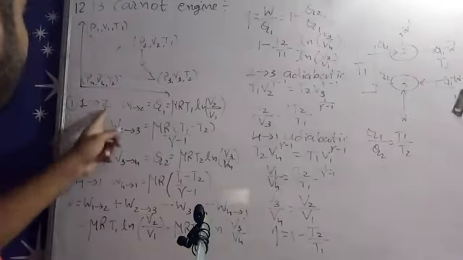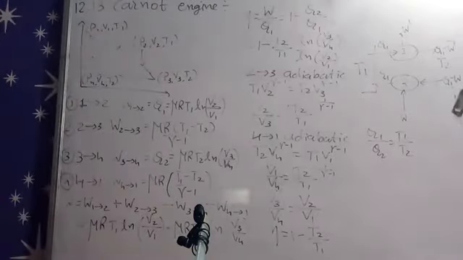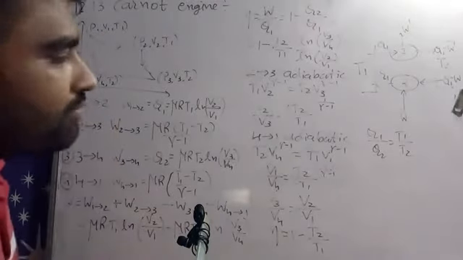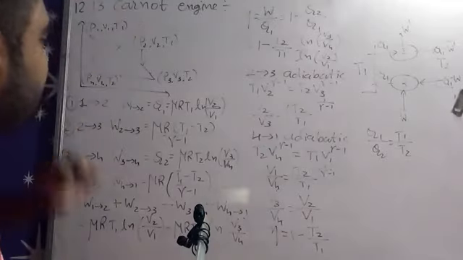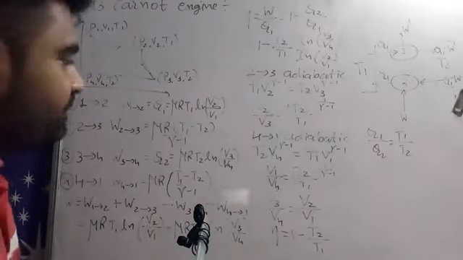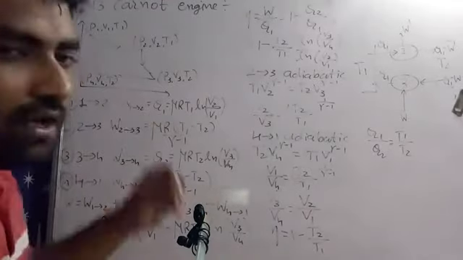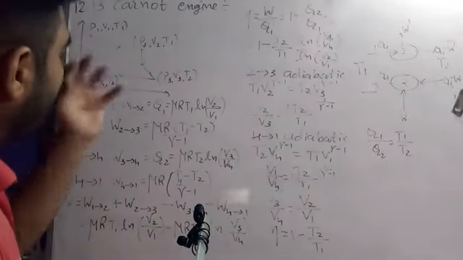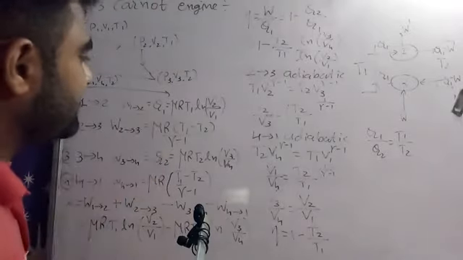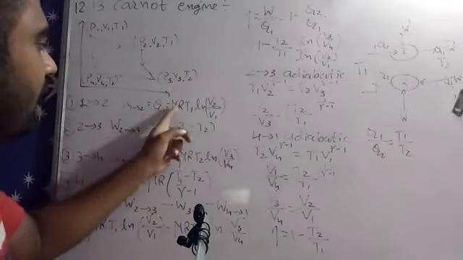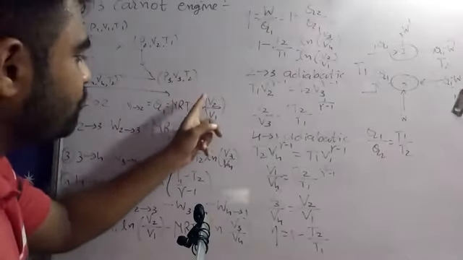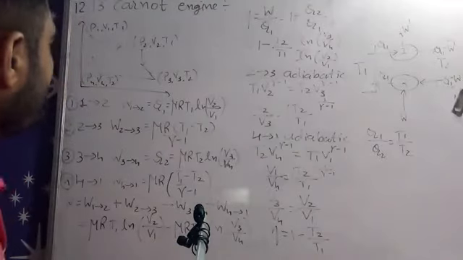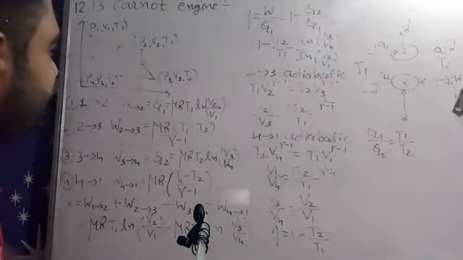So starting from 1 to 2, temperature remains constant but pressure and volume are changing. P1 V1 is now P2 V2, right? During that process, work is done on the system, and that work done will be in the form of heat energy. So Q1 is equal to mu R T1 ln V2 upon V1, right? Final upon initial volume. Now we are going from 2 to 3.